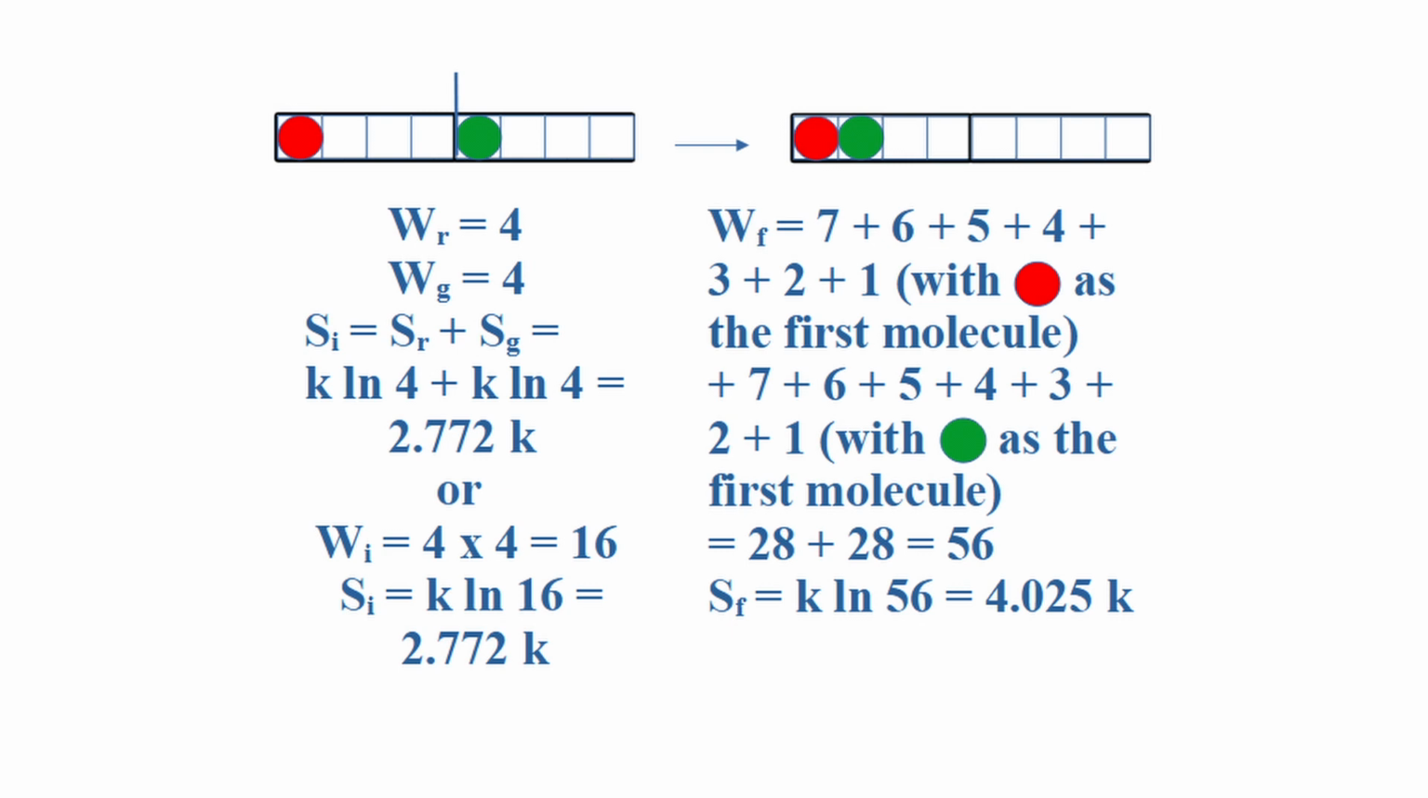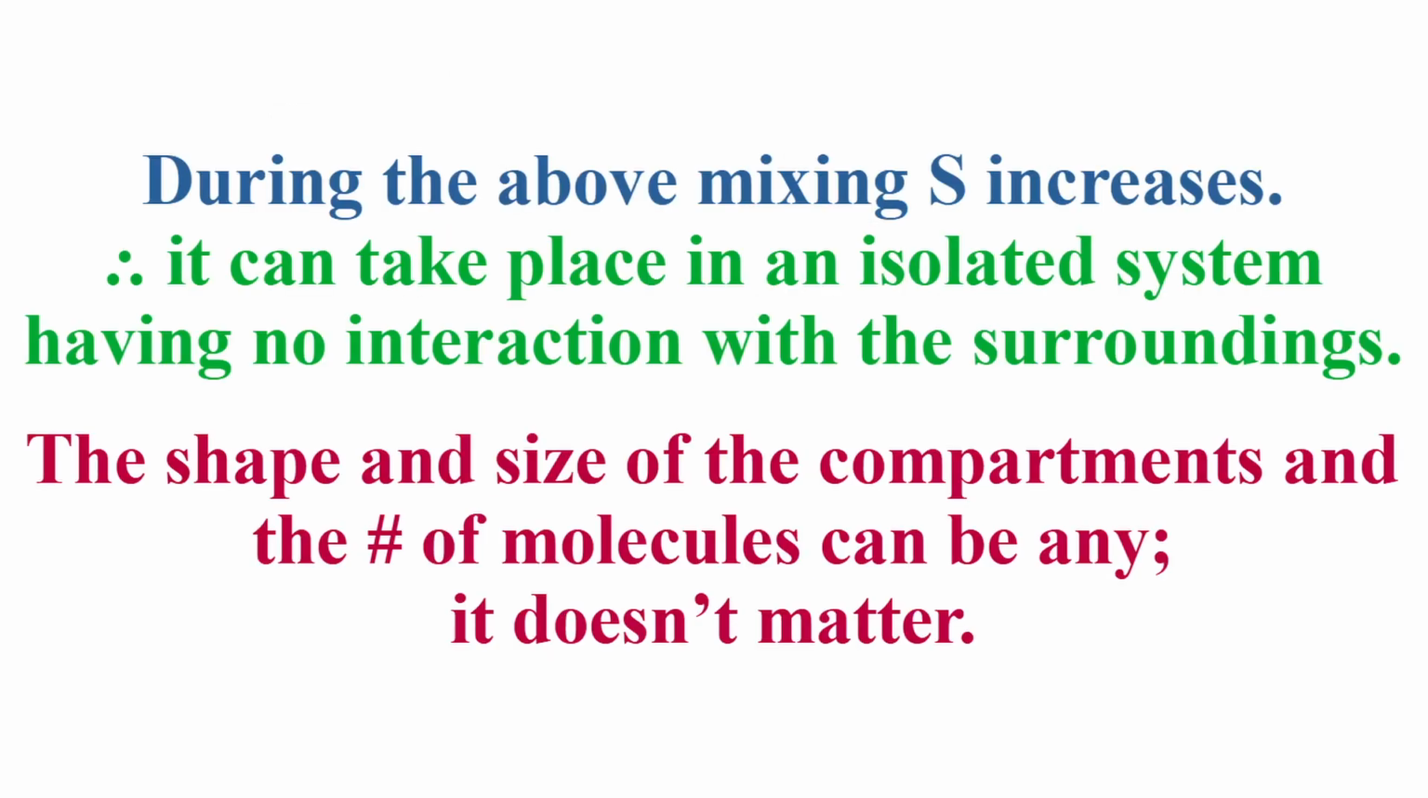Thus, the positional entropy increases from the initial 2.772 k to the final 4.025 k due to mixing in this isolated system. Notice that since the entropy increases during this process, it can take place spontaneously in any isolated system itself, similar to the heat flow from hot to cold discussed in part 1.